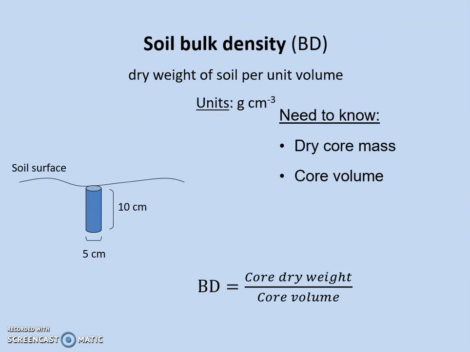We get soil bulk density by knowing the volume of soil taken in the field. Bulk density is the soil dry mass divided by the volume. Bulk density lets us convert between weight and volume measurements. Common units for soil bulk density are grams per cubic centimeter.